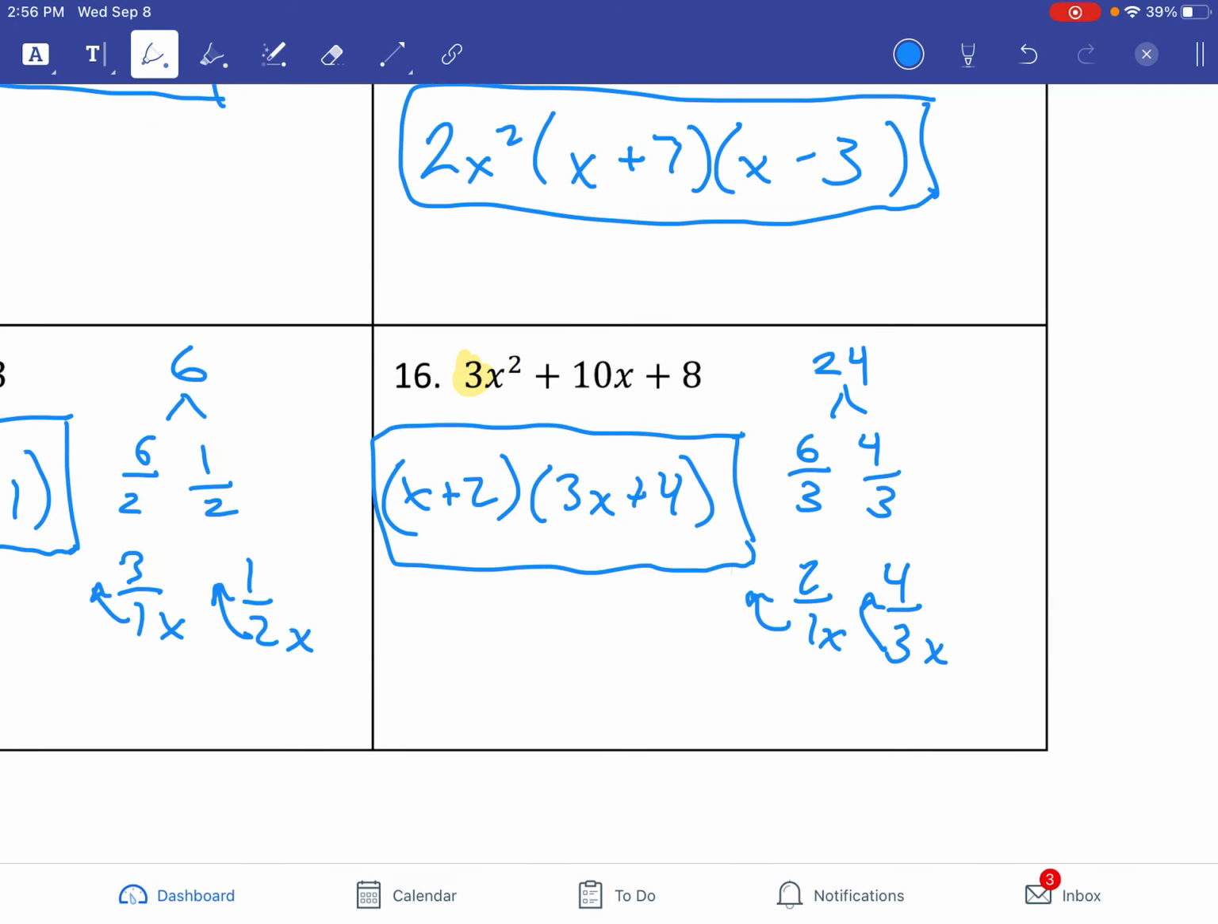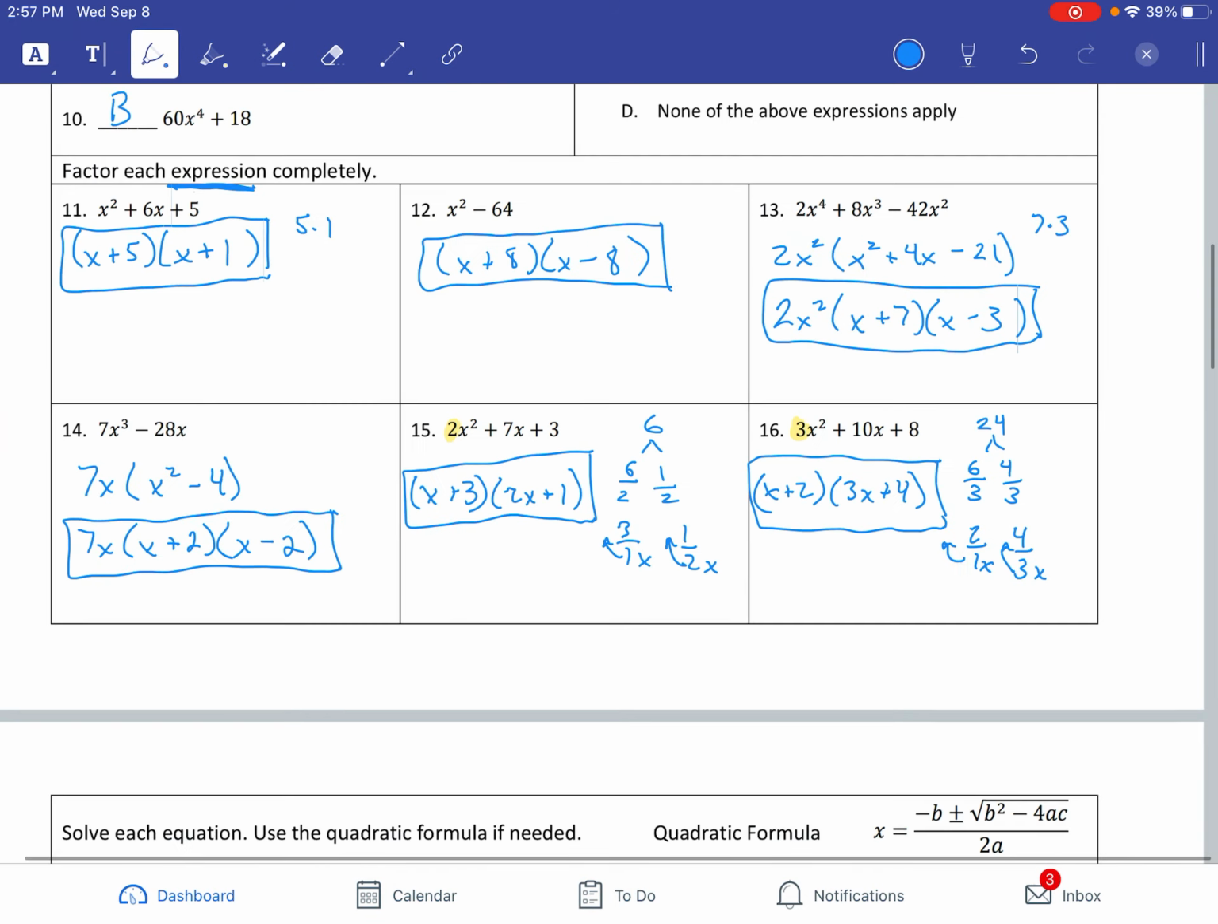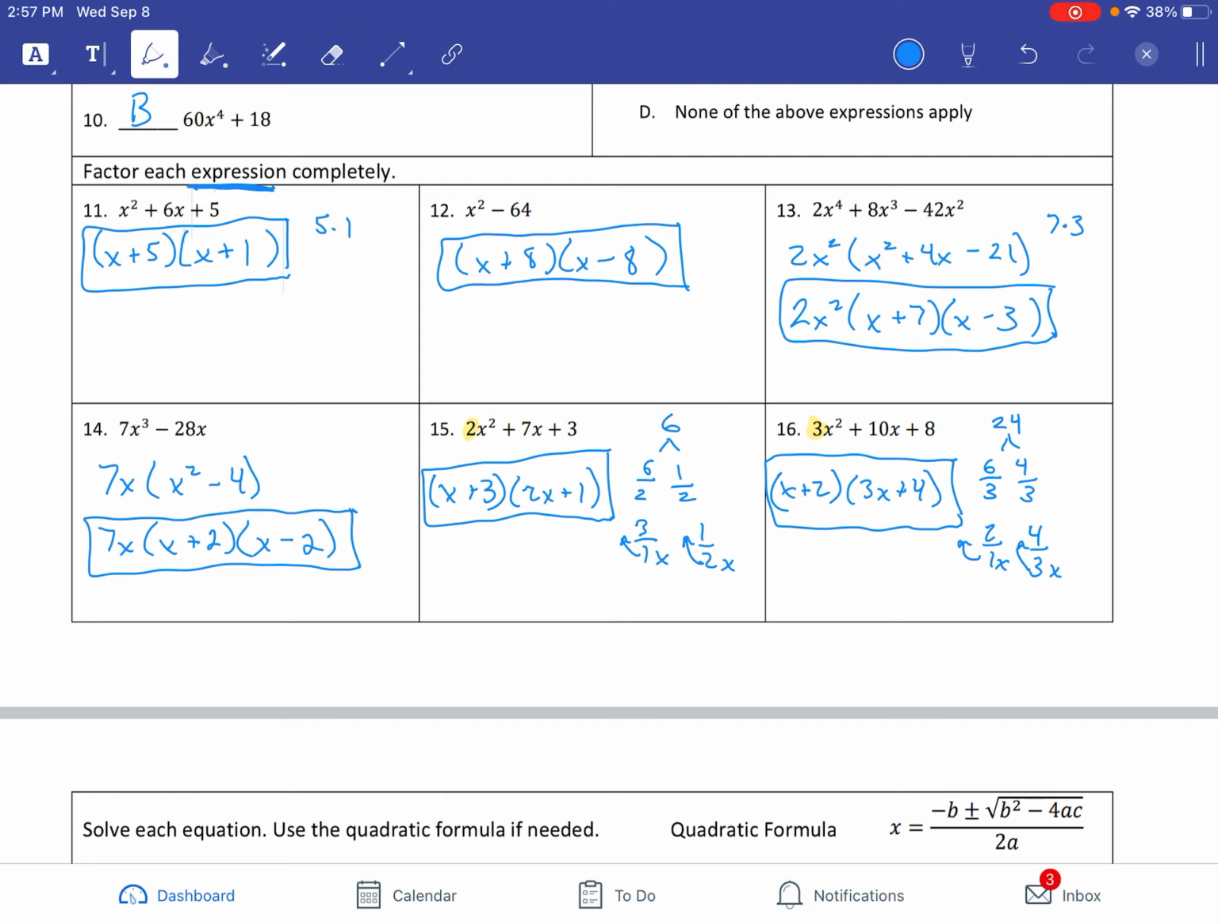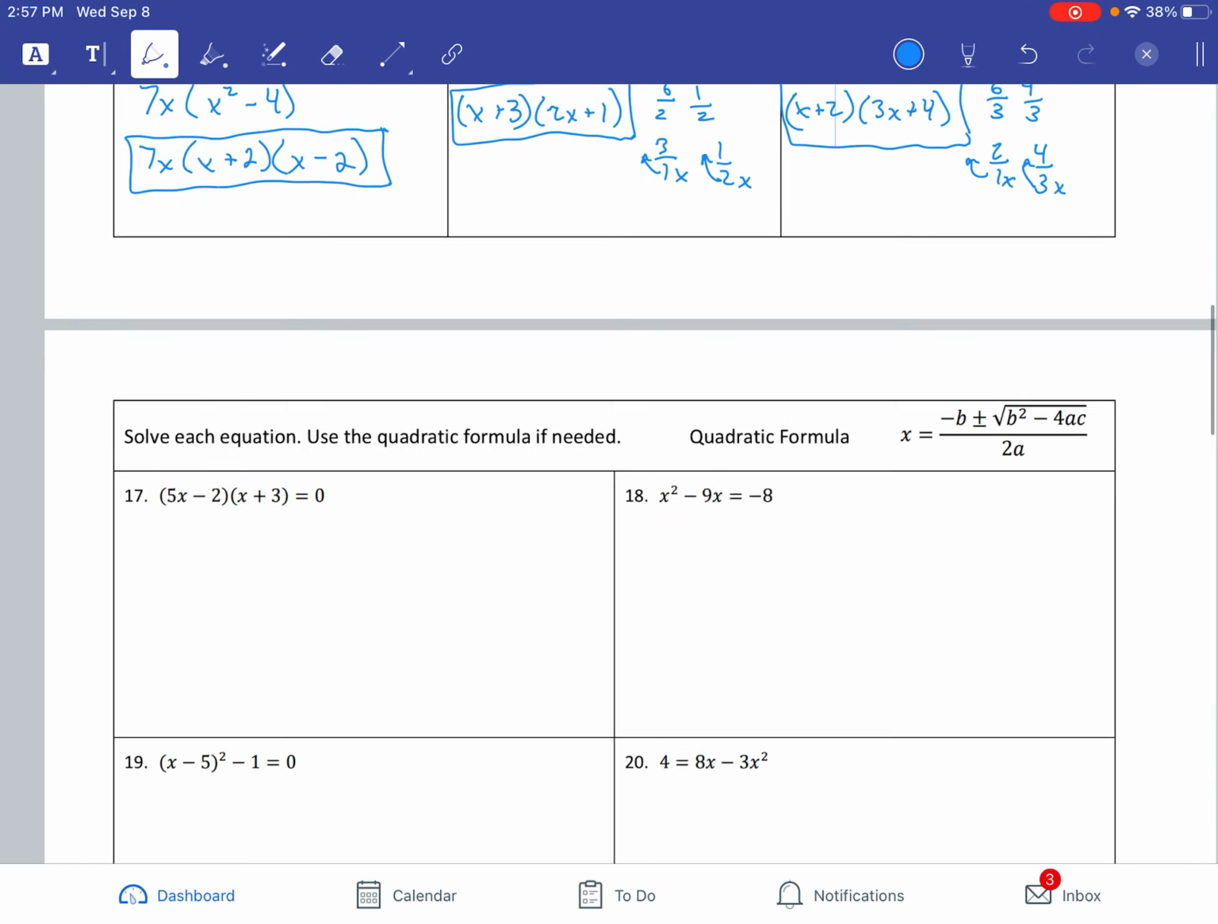Okay, now when we get to solving later on, we're going to do the same kind of stuff for most of the problems. It's just then we're going to take our factors individually and set them equal to 0 and solve, which is what we're going to do next.